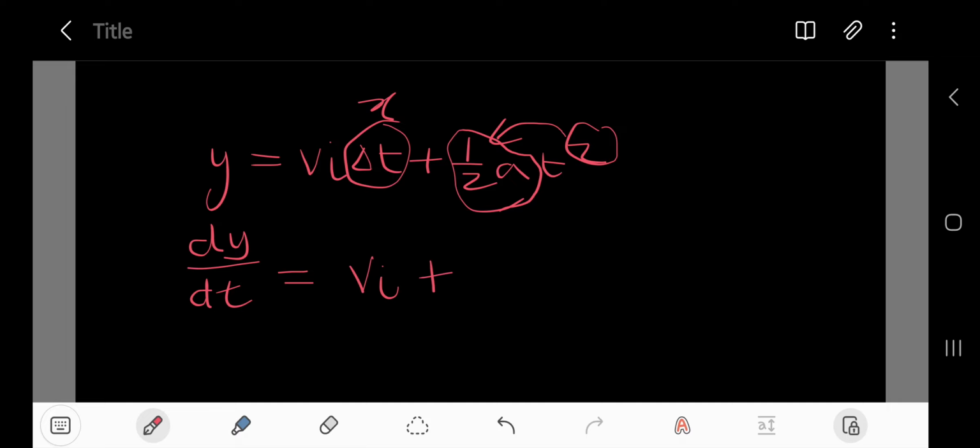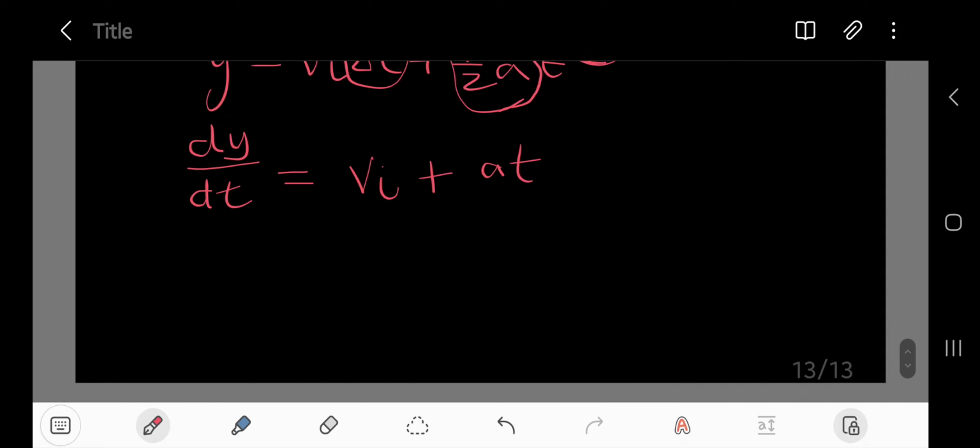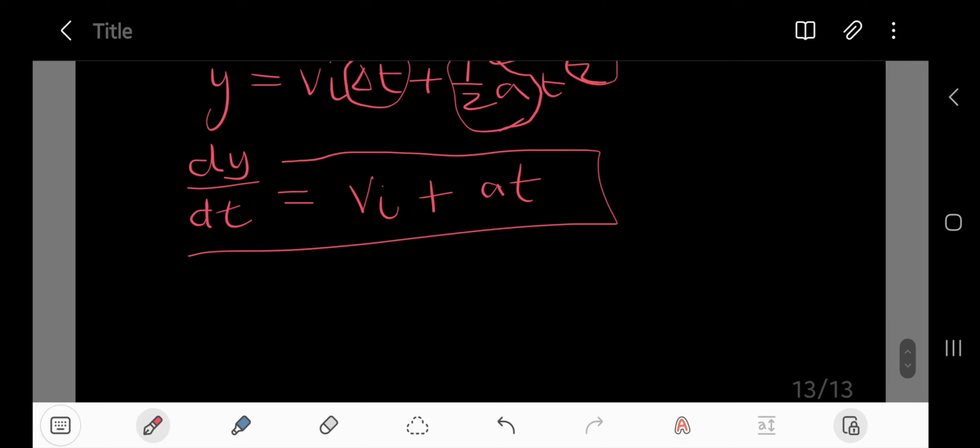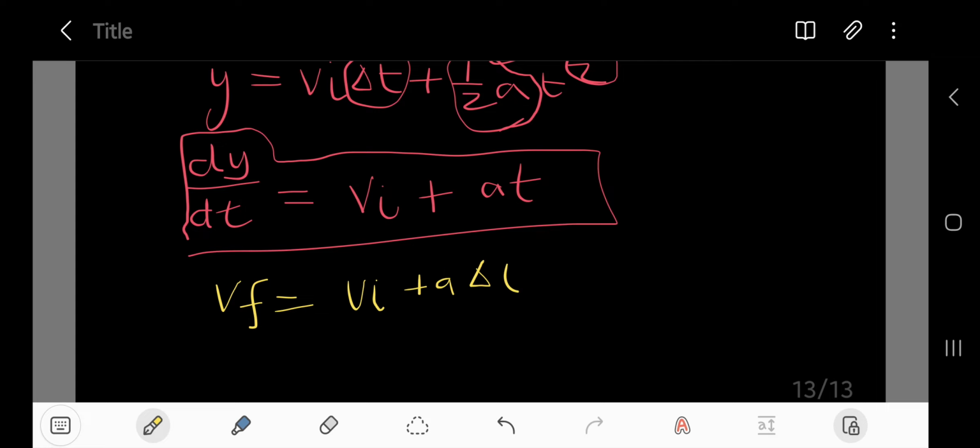But okay, plus, so 1 over 2 times, or half, 1 over 2 times 2, just 1. So we're going to have plus a t, because the t, which was squared, is just going to become t because we subtract 1 from the exponent. So does this look familiar, right? So this looks like the formula Vf is equal to Vi plus a delta t, change in time, right? Which is just the same thing as t there, right?